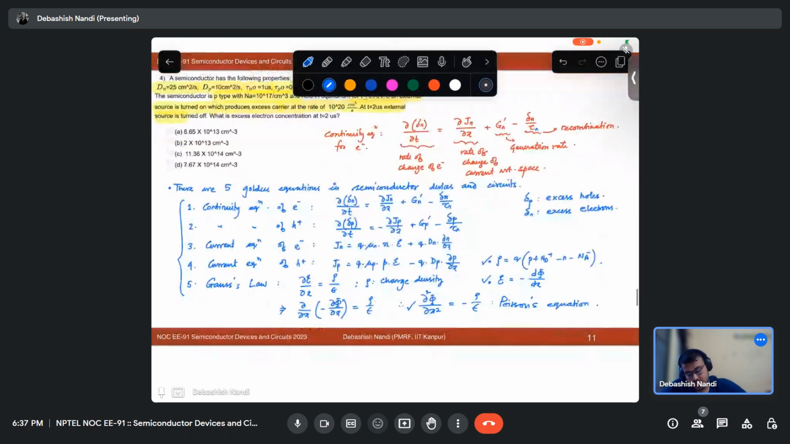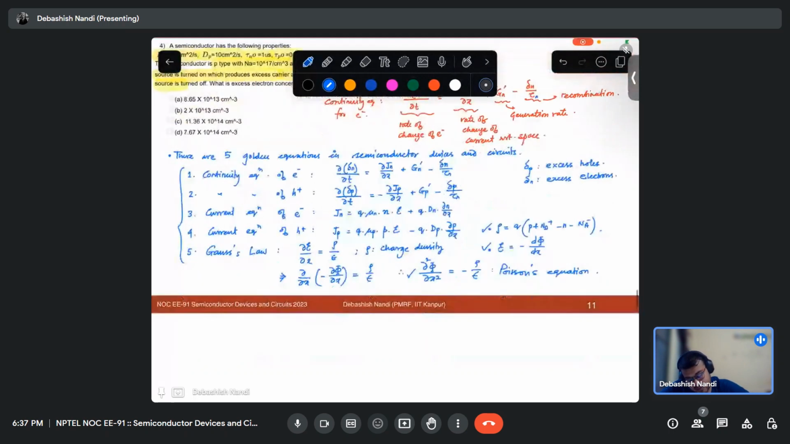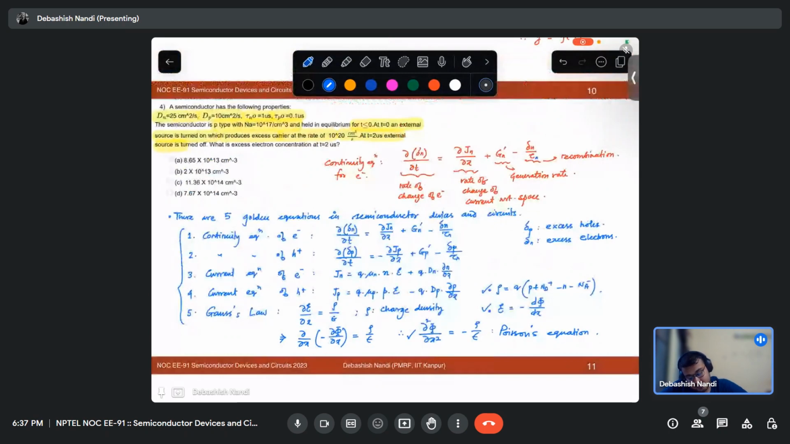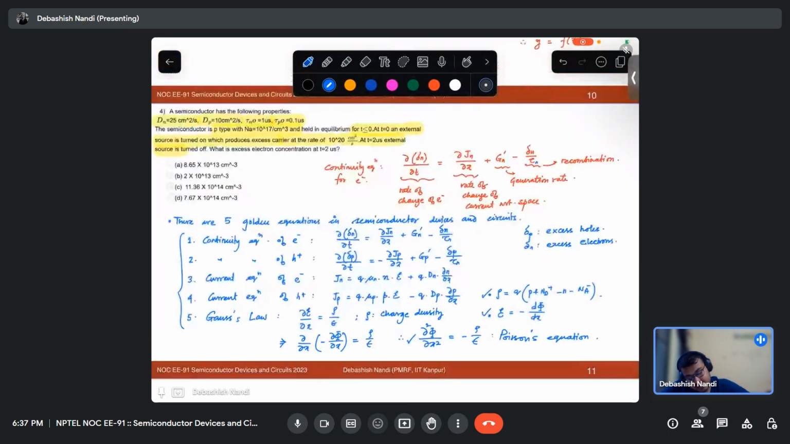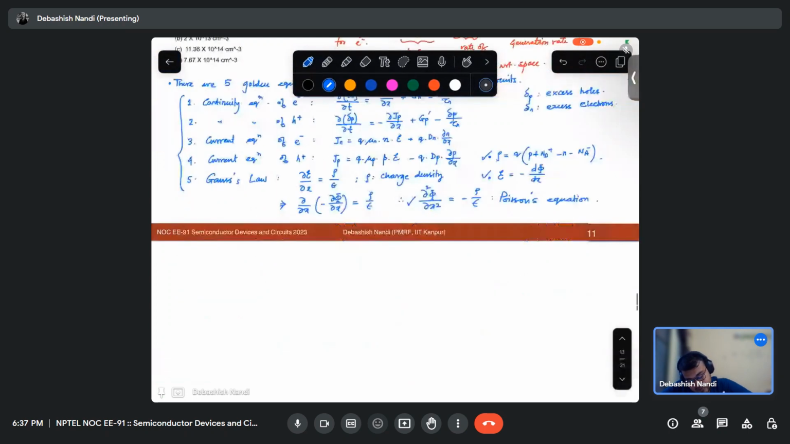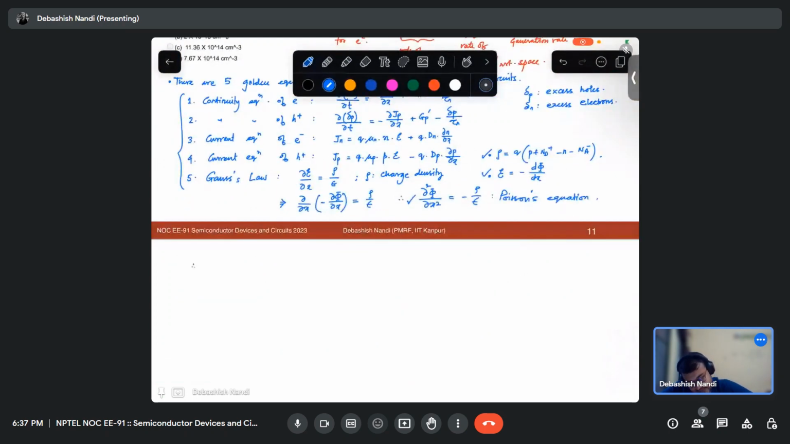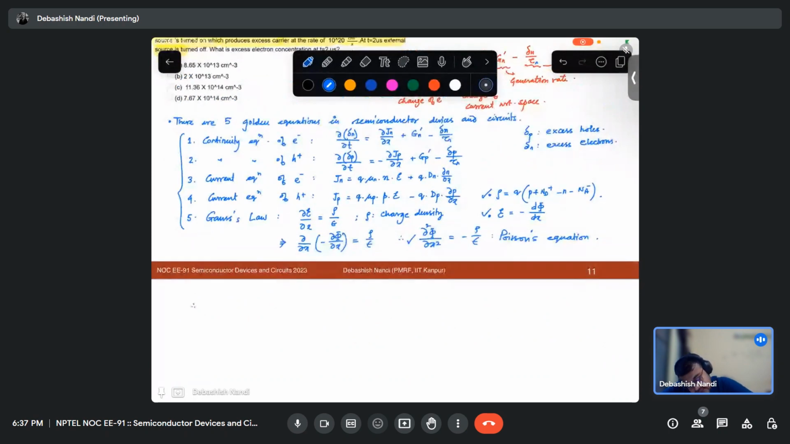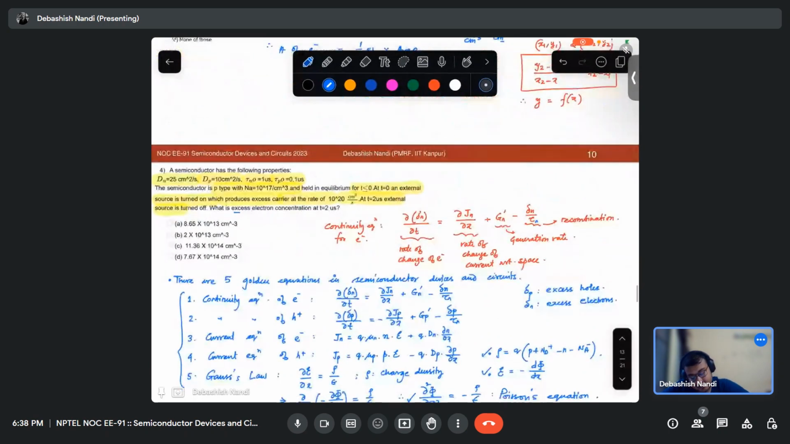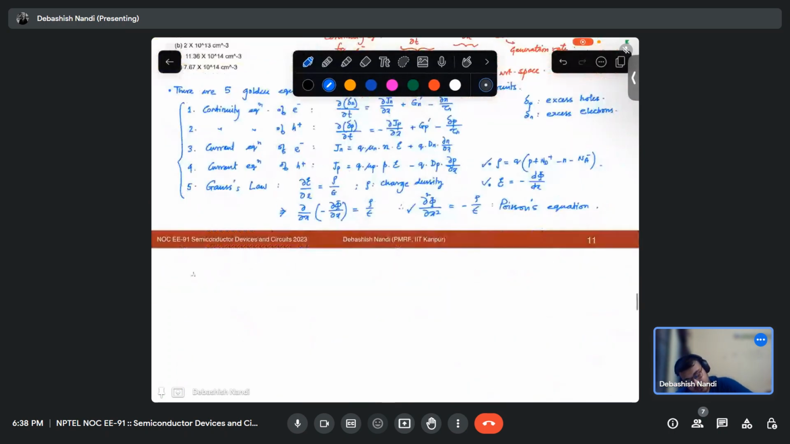Okay, so now what is the question? The semiconductor is P type with Na. It is mentioned, right? So let us take the question: what is the excess electron concentration? Okay, good question. Srihari, I assume that you have some difficulty in visualizing this delta P and delta N.